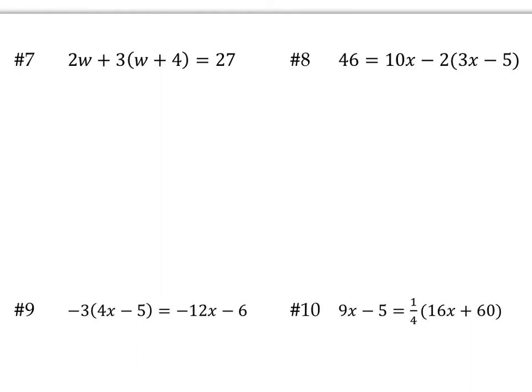All right, and number 7 here. Again, be pausing and trying these as we go. You might see where you're making mistakes. This is the time to figure those out. So on number 7, we're going to have some simplifying to do. Okay? We can distribute that 3 into the parentheses.